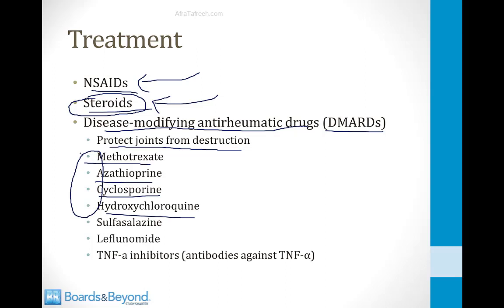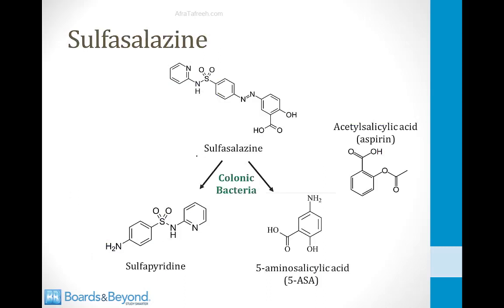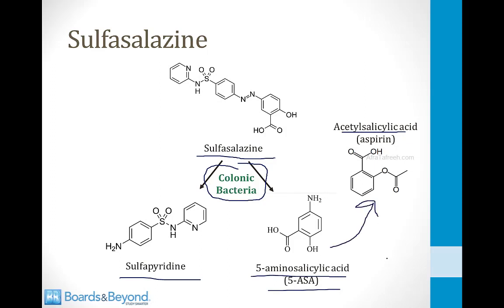3 drugs which I will discuss in this module are sulfasalazine, leflunomide, and the TNF-alpha inhibitors, which are antibodies against TNF-alpha. This is the structure of sulfasalazine shown on the screen here. If you take it by mouth, your colonic bacteria will split the structure into sulfapyridine and another molecule called 5-aminosalicylic acid, or 5-ASA. You may know that aspirin is acetylsalicylic acid, so 5-ASA and aspirin are very similar structures. And in fact, 5-ASA has a very similar effect to aspirin. It can be used as an anti-inflammatory drug.